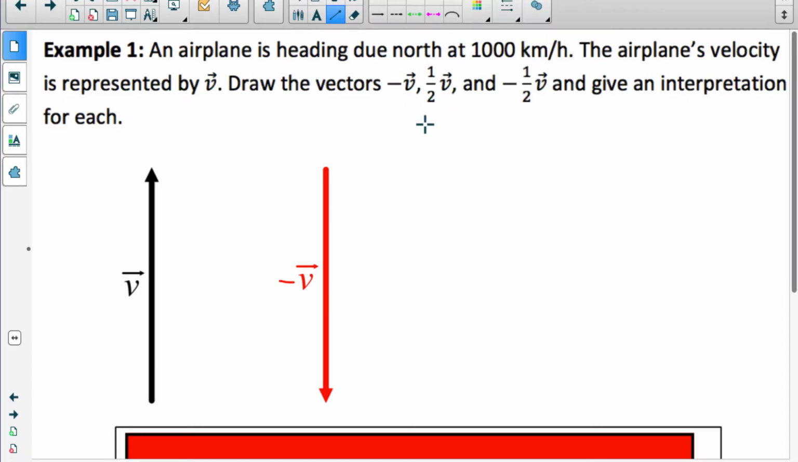Now let's do a half vector v. Since the scalar is positive, it's going to be in the exact same direction, but it's going to be half the original magnitude of vector v. That looks like it's about half the magnitude, and it's in the exact same direction as v, so I will call this a half vector v.